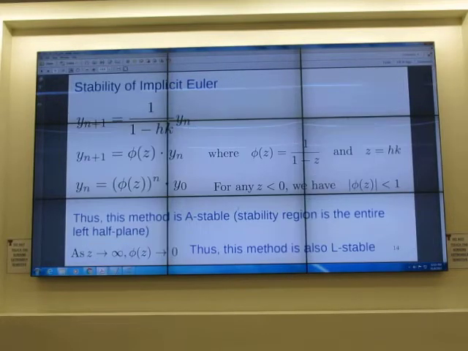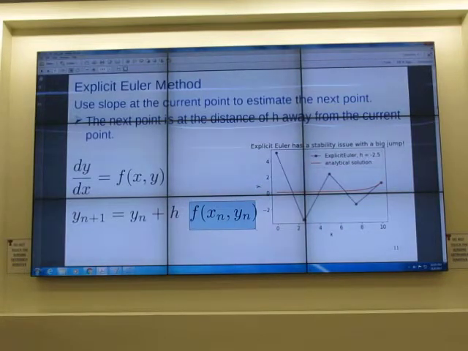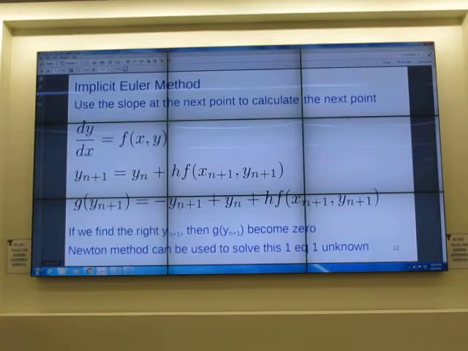Once we specify the step, for an explicit method, you can evaluate the function right away because you use the slope at the current point to get the next point. Right? For an implicit method, you just need to solve this for the next point. So we need to specify the step first. That is the first thing we need to do. H, how much should H be?